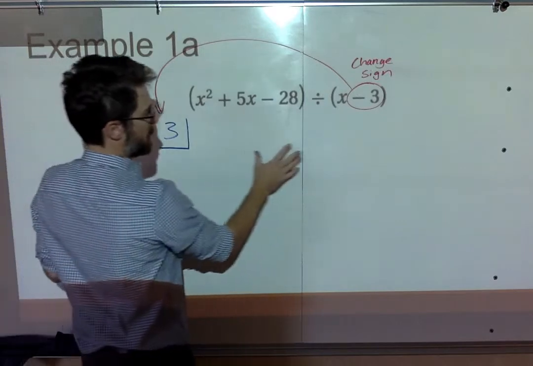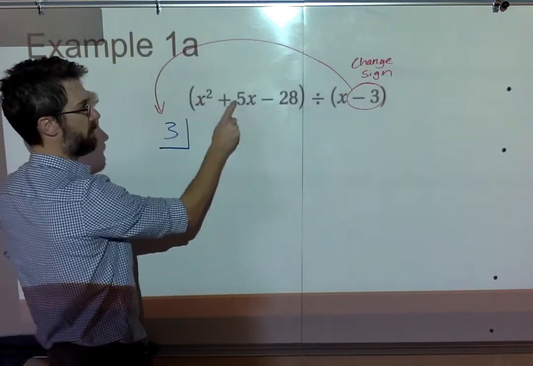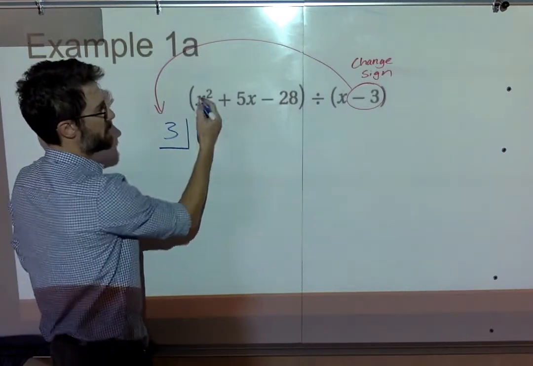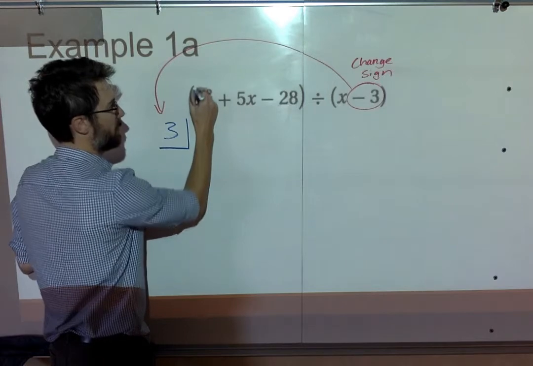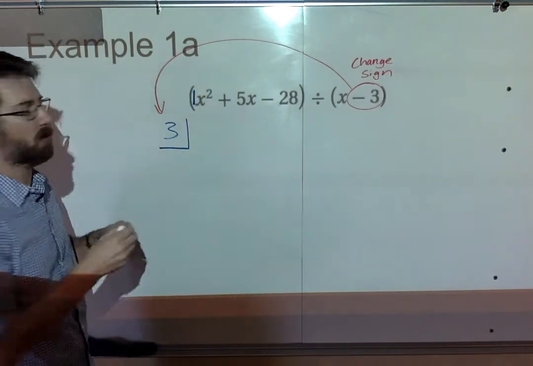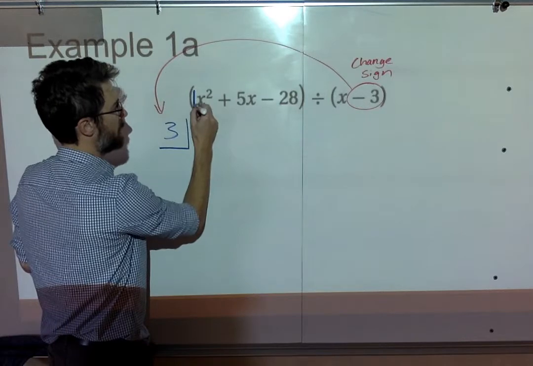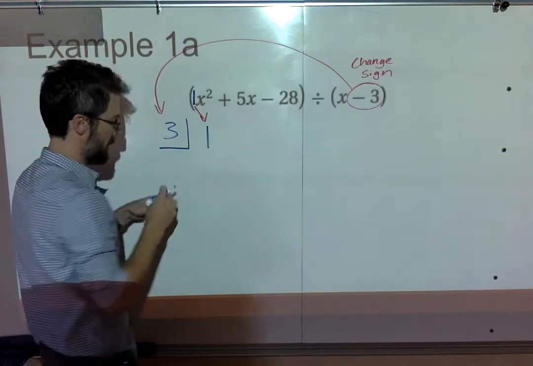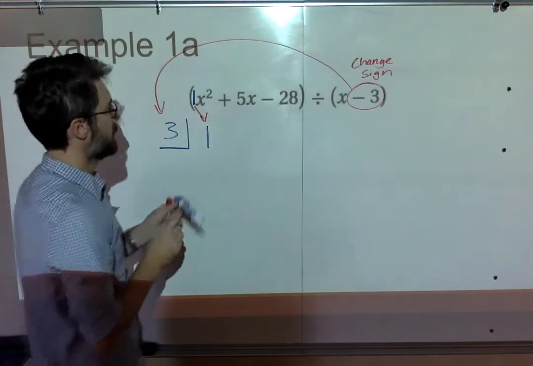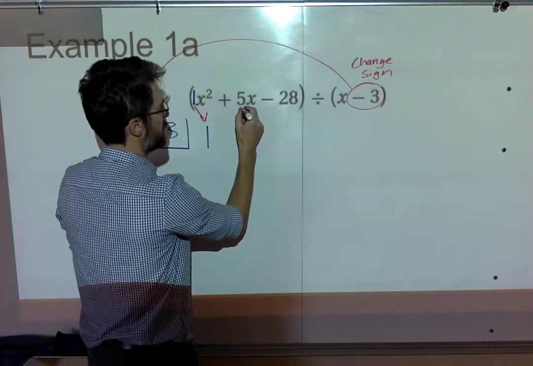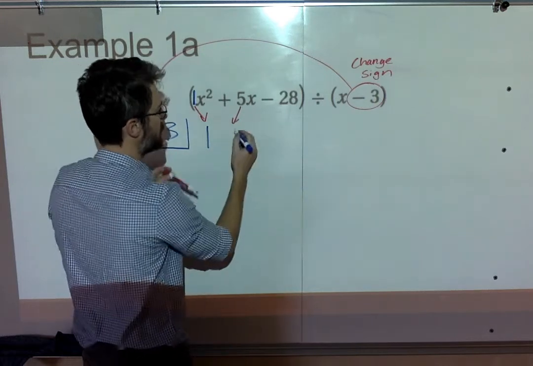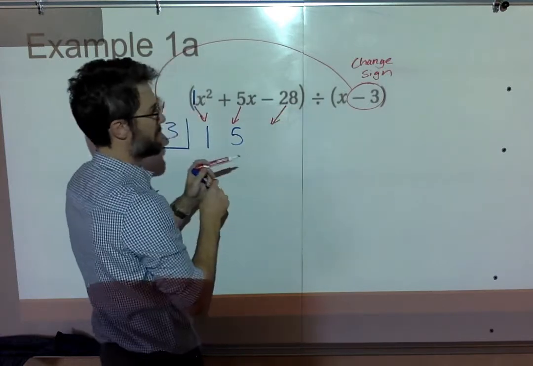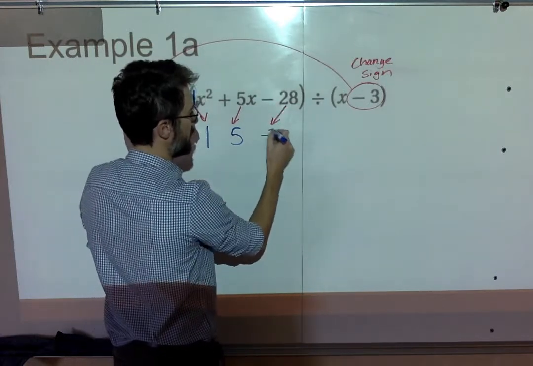The next numbers are going to be the coefficients from this polynomial. So first thing, it's x squared. Remember that if there's no number in front of it, that has a coefficient of 1. That number is going to go next on the outside of this box. So there is a positive 1. Then our 5 is going to be the next number. And our final number will be, because it's a minus 28, this will be a negative 28.